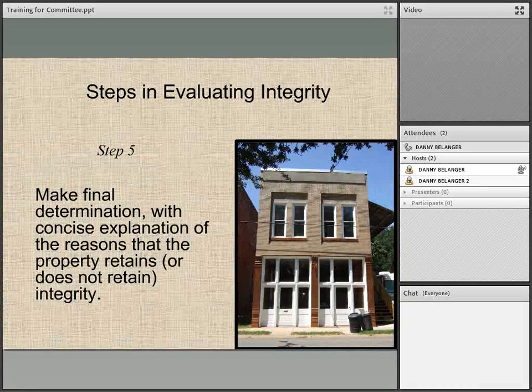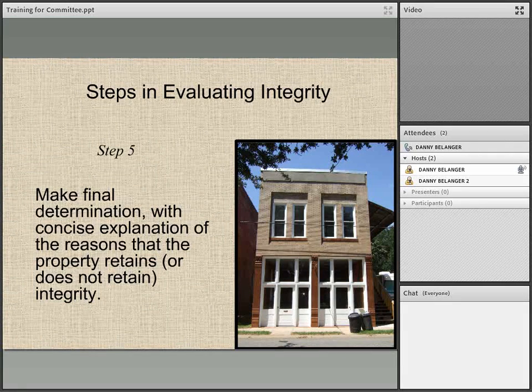Step 5, make your final determination with a concise explanation of the reasons that the property retains integrity. So this will all be done in Section 7. You'll have an architectural description, and at the end, they'll discuss every aspect of integrity, and they'll make a final determination as to why it does retain integrity.